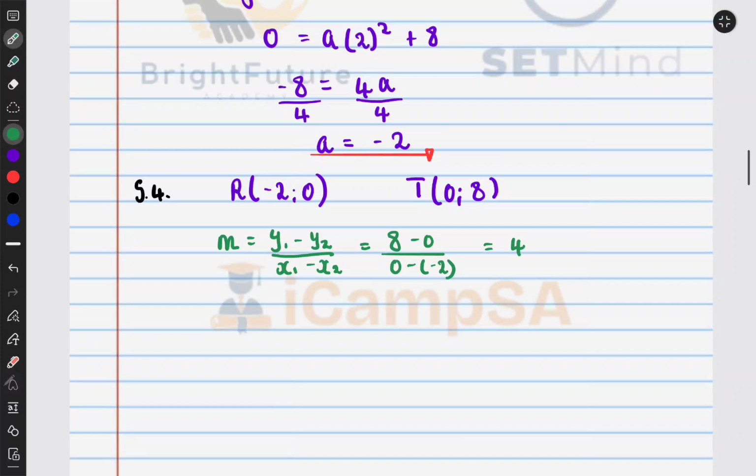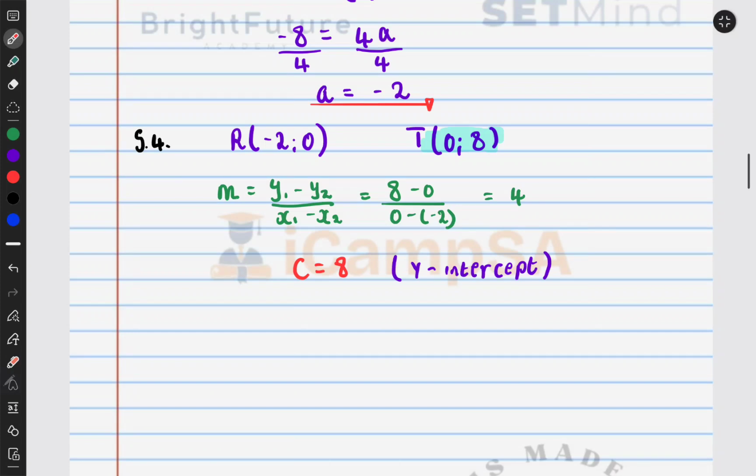That is our gradient. And therefore c, since it's the y-intercept, is equal to 8. We can put the reason here: it's the y-intercept, where x is equal to 0. So it's already calculated for us. There is no need to calculate it again.